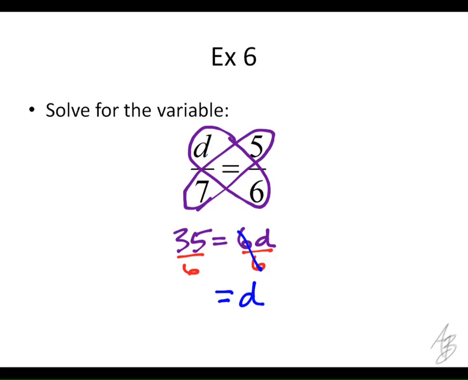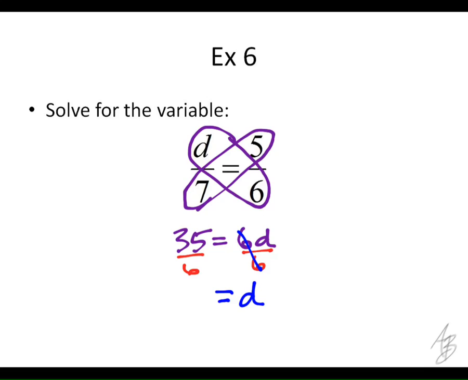6 does not go into 35 evenly. So it ends up being, what, about 5.83 something? Yep. So since it doesn't go into it evenly, you'd have to write your answer however you're asked to write your answer. Now, I didn't tell you to write your answer as a fraction or to write your answer as a decimal or to round your answer. So on this one, you would have to be told how to write your answer.